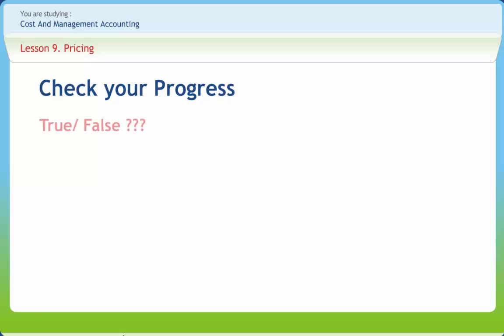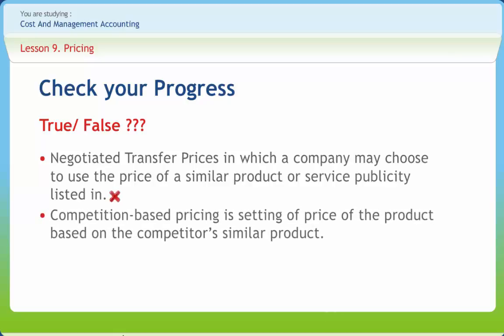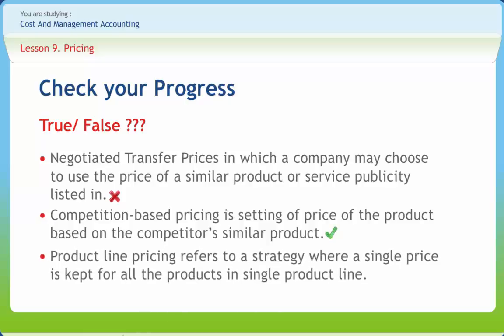Now let us check if we have understood the various concepts discussed in this lesson clearly. Negotiated transfer prices, in which a company may choose to use the price of a similar product or service publicly listed in. Right or wrong? Wrong. Competition-based pricing is setting of a price of the product based on the competitor's similar product. Right or wrong? Right. Product line pricing refers to a strategy where a single price is kept for all the products in a single product line.